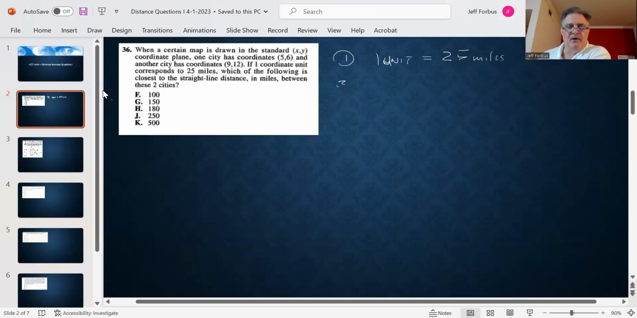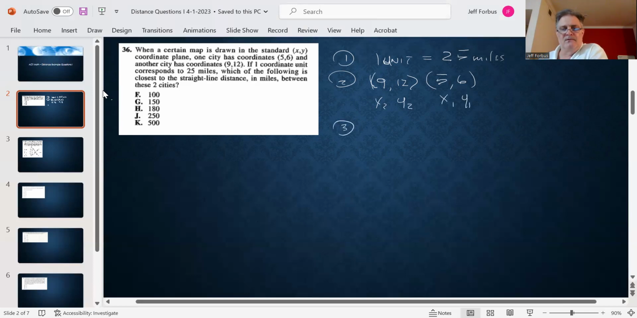Now, our points are (9, 12) and (5, 6). What I'm going to do is just label my points x1, y1, x2, y2. I'm going to label this one here x sub 2, that'll be y sub 2, this will be x sub 1, and then y sub 1.